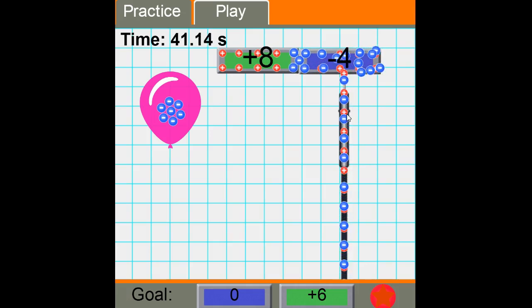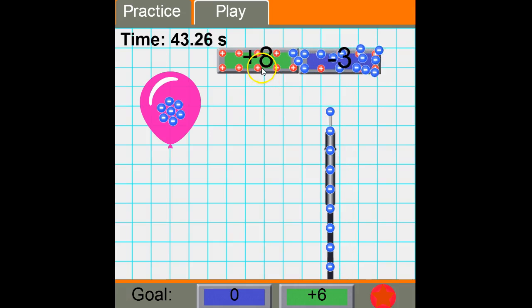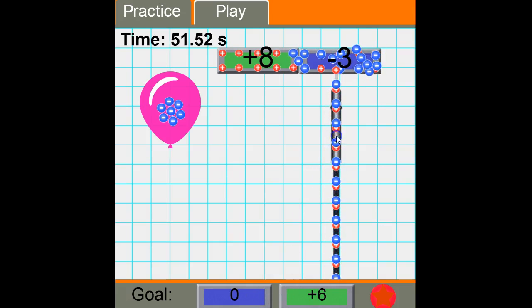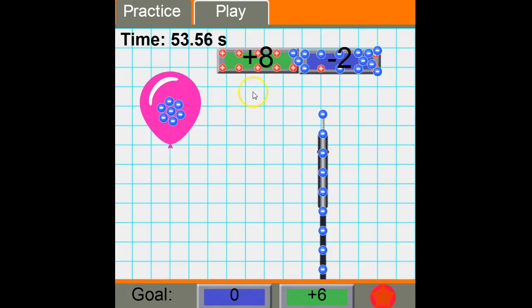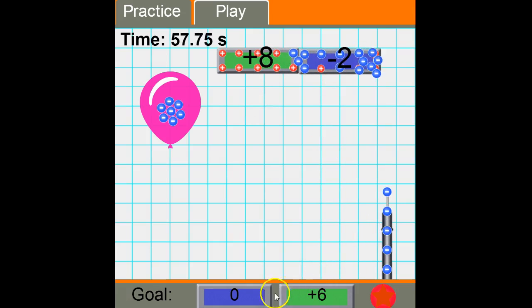and now we're starting to change the charges. Let's see what we've got now. +8 and -3, so that's a difference of +5. We're almost there. We want to get +6 in total. So we take a bit more negative charge off. Now we've got a difference of +6. But that's not quite organised in the way we want it here. So what we've got to try and do is take some of the negative charge from the right hand side and bring it across to here.